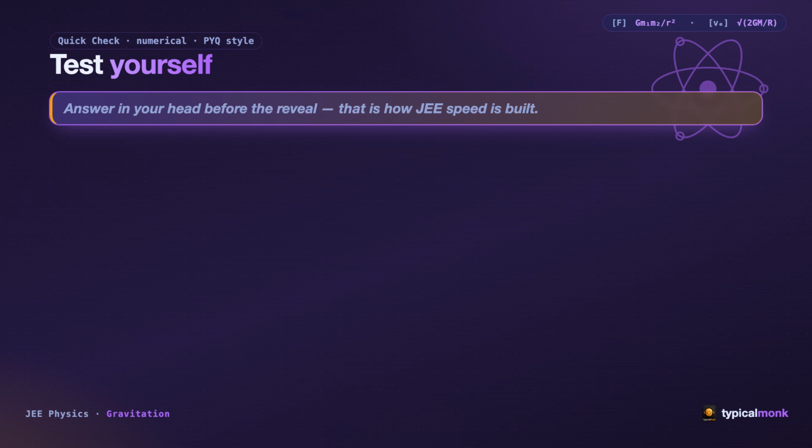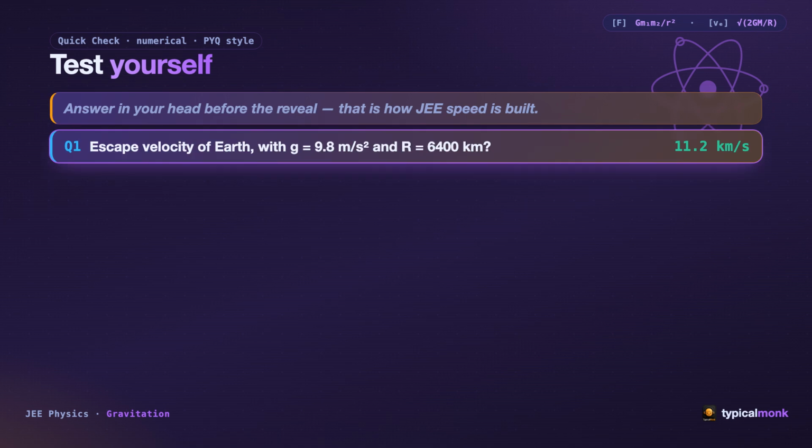Time to test yourself, rapid fire, and every answer today is a number. Here is the rule. I ask, you answer in your head before the reveal. No pen, no paper, just what you built today. Question 1. What is the escape velocity of the Earth, taking g as 9.8 meters per second squared and r as 6,400 kilometers? 11.2 kilometers per second.